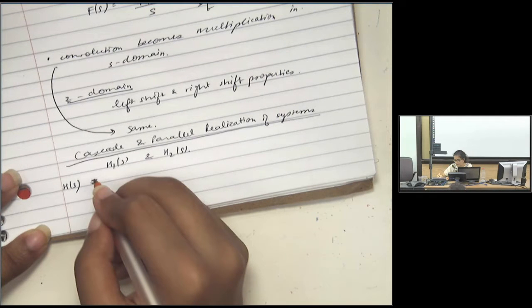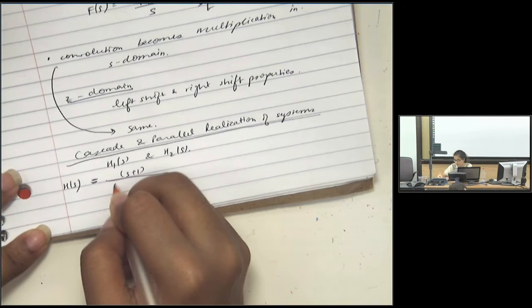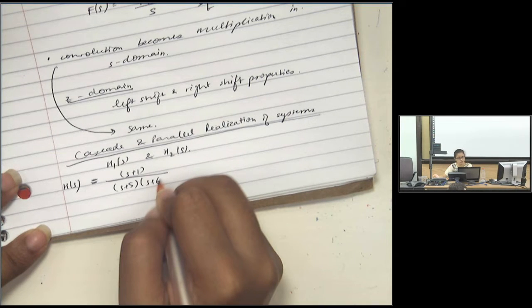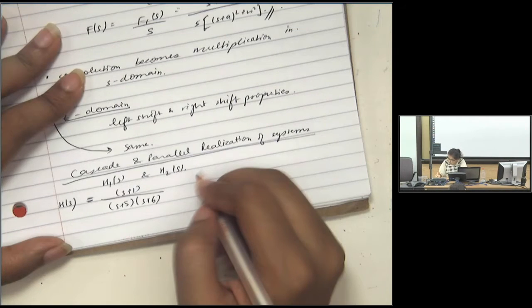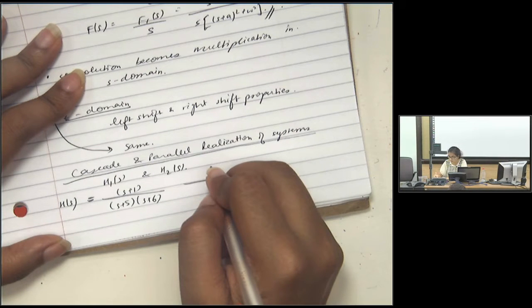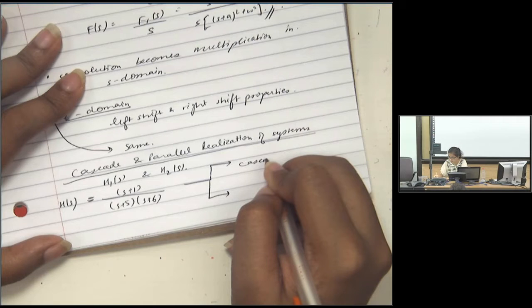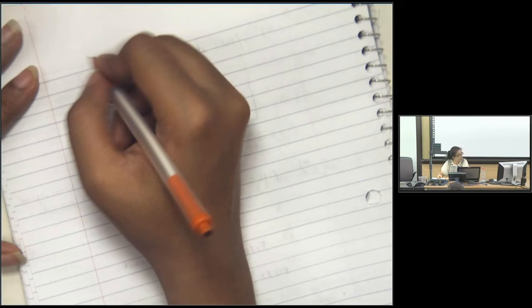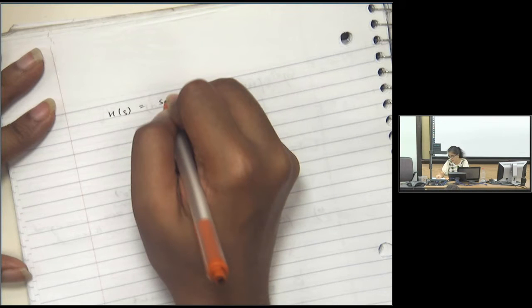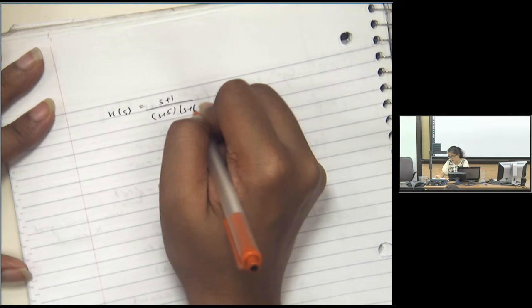Okay, so if I am given H of s, let's say s plus 1 over s plus 5 and s plus 6. Okay, just an example. This might not be right. So there are two things that I can do. I can make a cascade realization or a parallel realization. Okay, and let me move on to the next page. So the H of s that I have is s plus 1 over s plus 5, s plus 6.